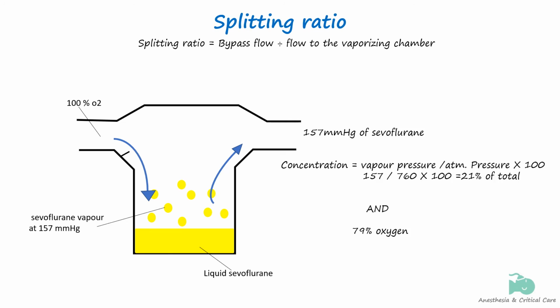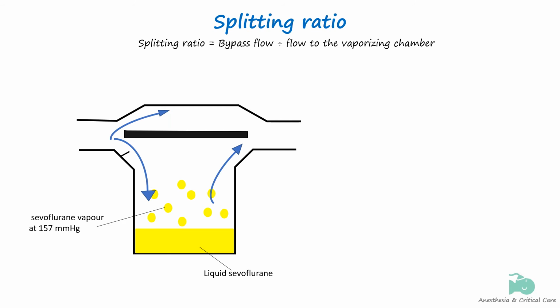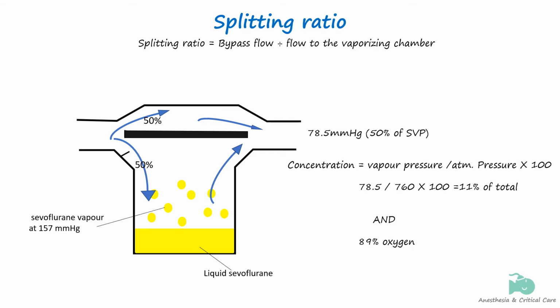To lower its concentration, we need to split the fresh gas flow and only allow a proportion to go into the vaporizing chamber by making some gas bypass it. For instance, if we send 50% into the vaporizing chamber and 50% through the bypass channel, we can halve the resultant concentration of sevoflurane in the gas flow. This is because we only saturate half of the total gas with sevoflurane. Our resultant concentration is half the SVP, or 11%. In practice, even 11% is too much, as MAC of sevoflurane is around 2%.